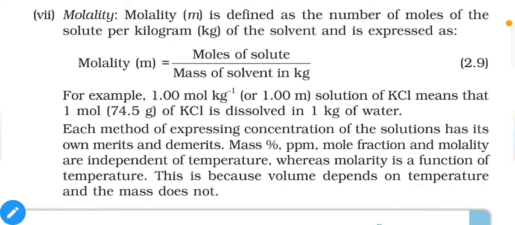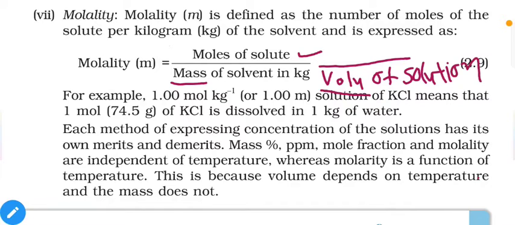Next one is also an important concentration measurement technique, molality. So molality is defined as the number of moles of solute per kilogram of solvent, as it is expressed as moles of solute divided by mass of solvent in kg. Now keep in mind, the main difference between molality and molarity is, in case of molarity we have number of moles of solute divided by volume. This is the first difference. Here we have mass, and in molarity we have volume of solution.